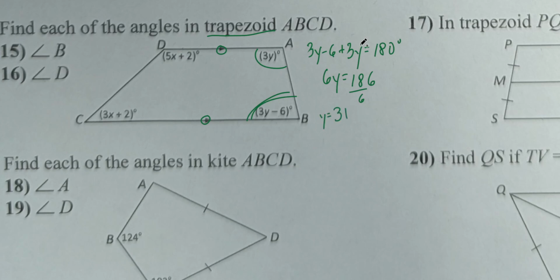So y equals 31. But on this one, it doesn't just say to solve for x and solve for y, does it? It says find each of the what? Angles. So if you want to find each of the angles, or in this one, we just have to find one of them. So just find angle B. Here's angle B. What do I do to solve for angle B? Plug y in for it. So it's 3 times 31 and then minus 6. What's that? 93 minus 6. What's that? 87? Is that right? Number 15, let me check. Yep, 87 degrees. So angle B is equal to 87 degrees.